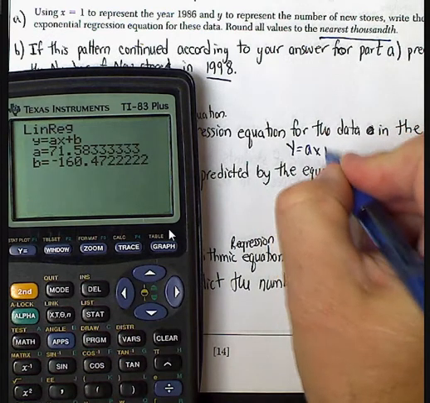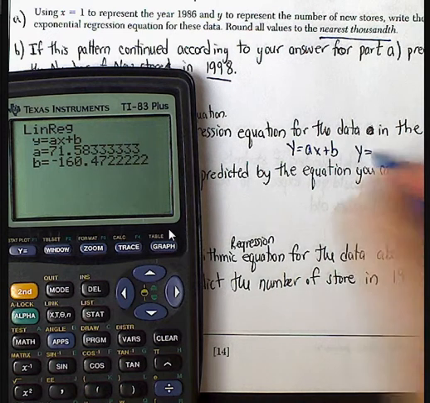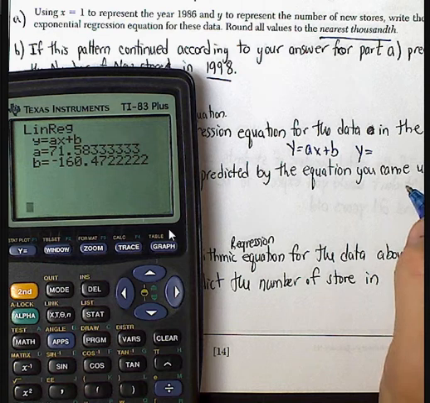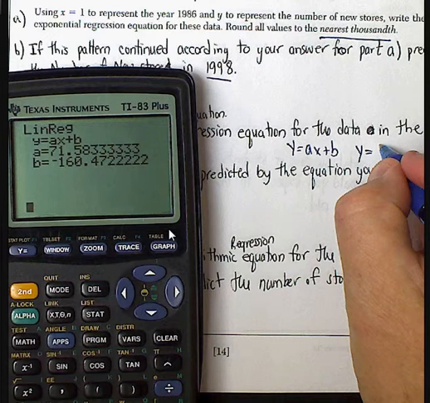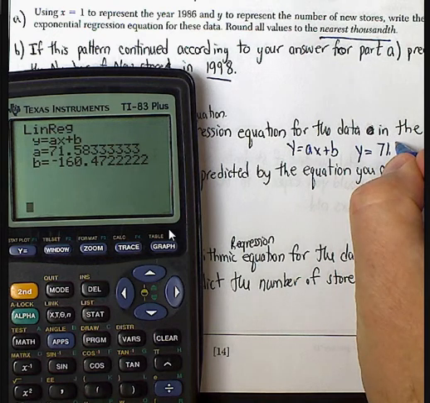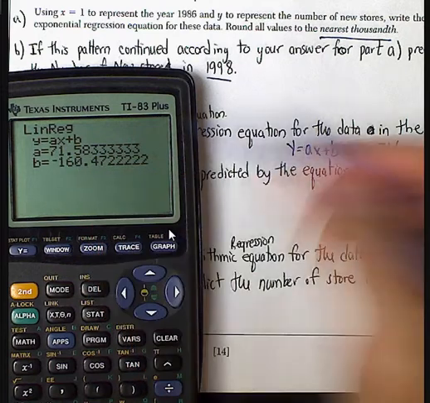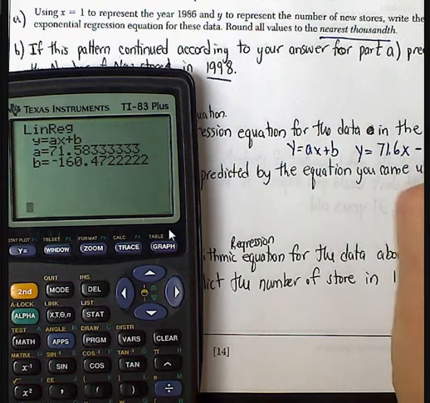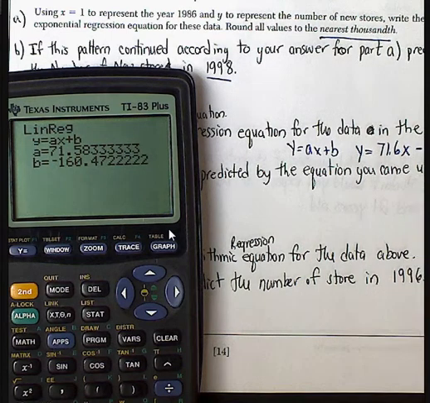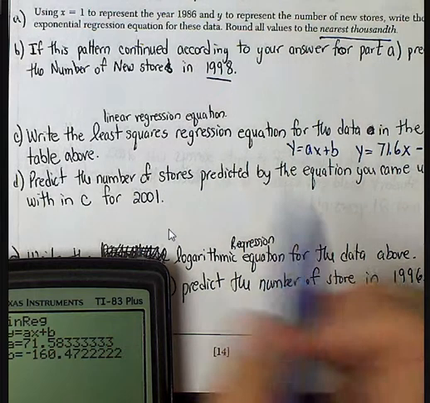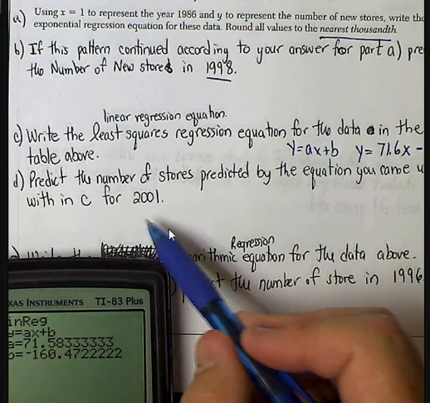Hit enter, and once again, in reading this, your linear regression equation is in the form y equals ax plus b. So it's going to be y is equal to, and again, let's round it to the nearest tenth. Alright, 71.58, so 71.6x, because that's in front of the x, that's the a, and the b, minus 160.5. Right, and it says predict the number of stores predicted by the equation you came up with in C in 2001.